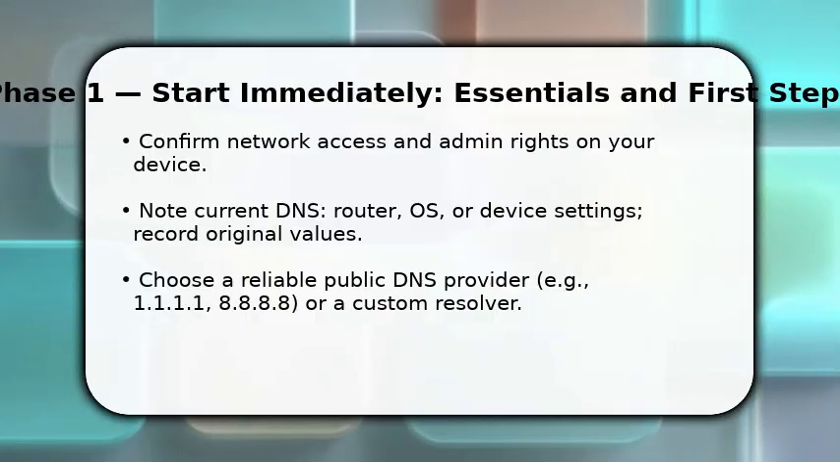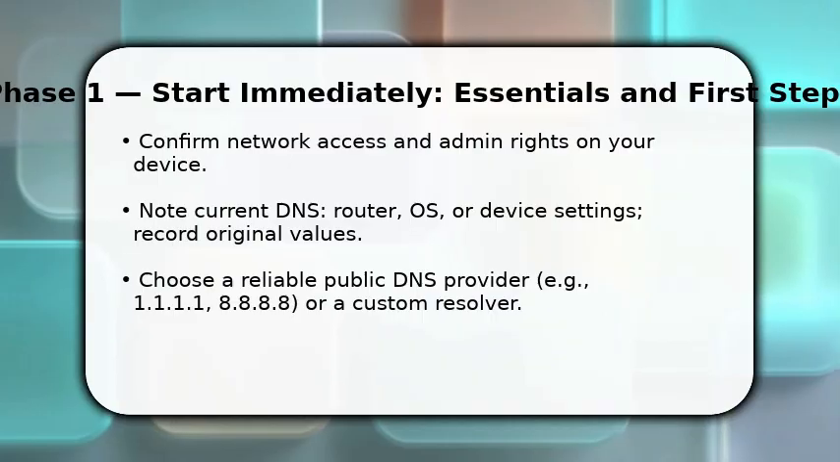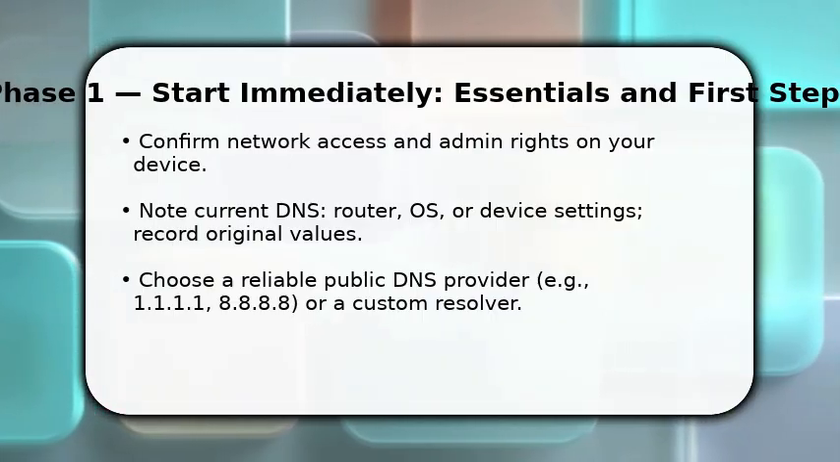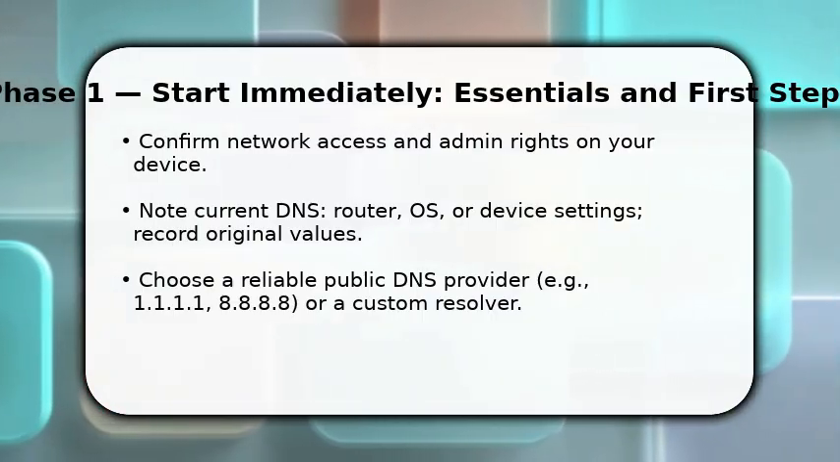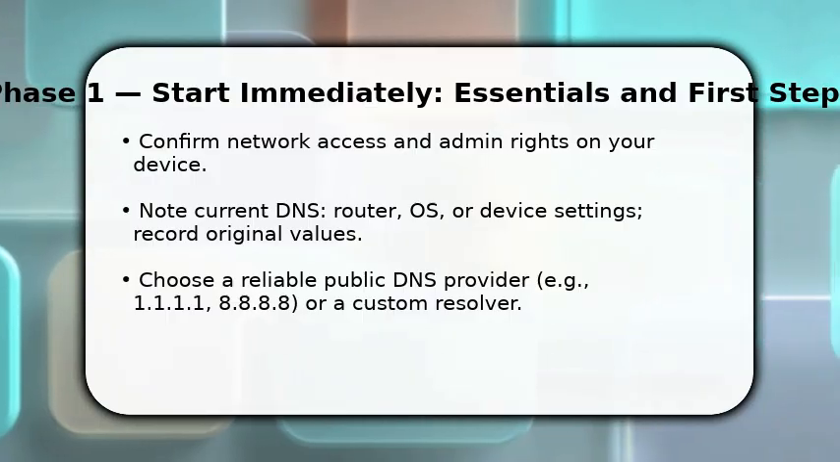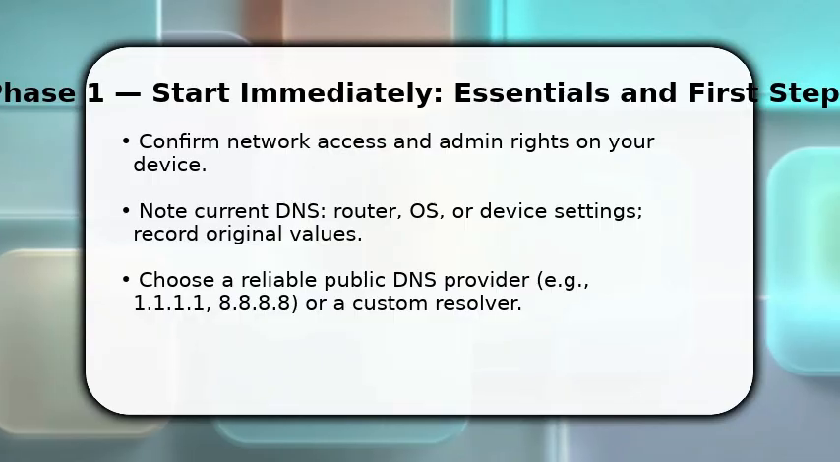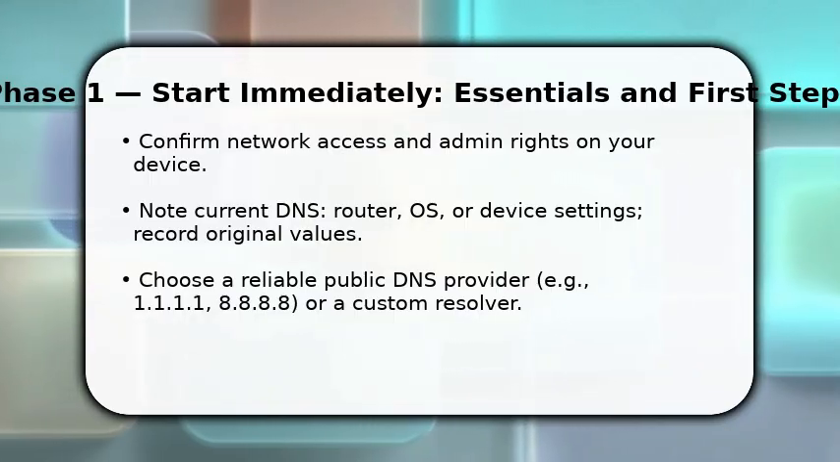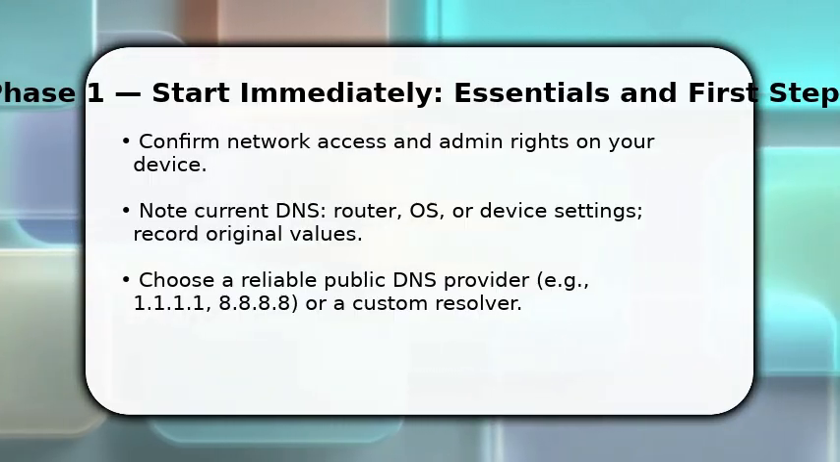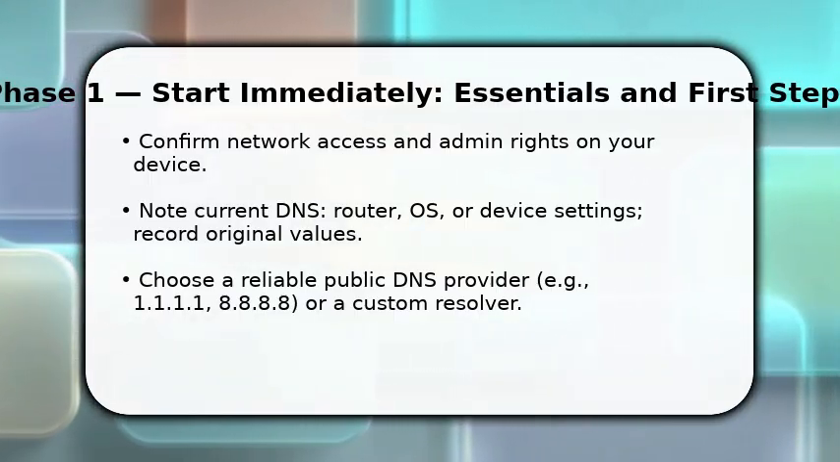You begin by checking what's already in place and why it matters. Open your router or device DNS panel and record current entries so you can revert if needed. Once done, pick a public DNS with low latency and good privacy. Cloudflare or Google are common choices. They resolve domains fast and reduce tampering.